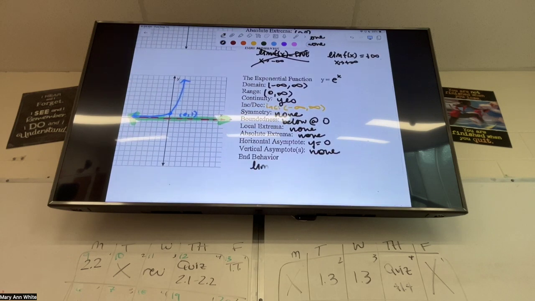All right, on my exponential one. As x approaches negative infinity, what's my y approaching? 0. My asymptote, it's getting closer and closer to that asymptote. It's not going to negative infinity, it's getting closer and closer to 0. But as I approach positive infinity with my x's, what does my graph approach? Positive infinity.